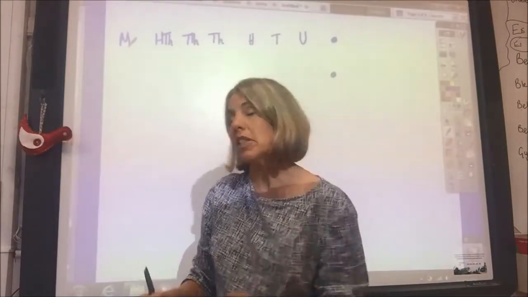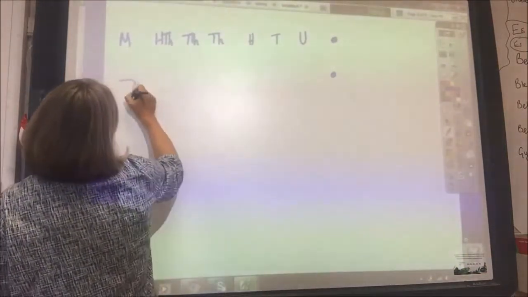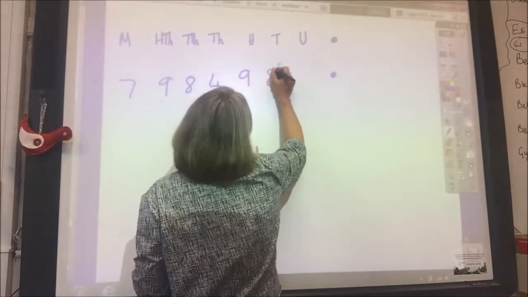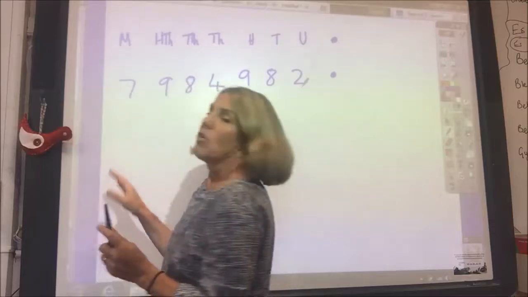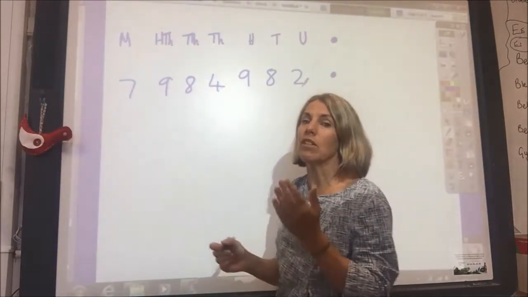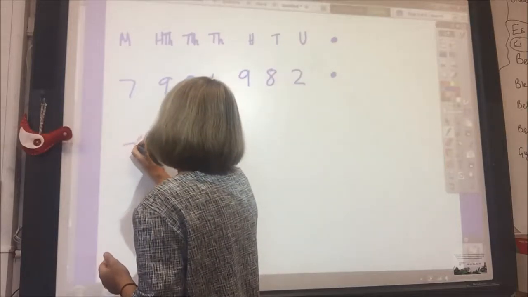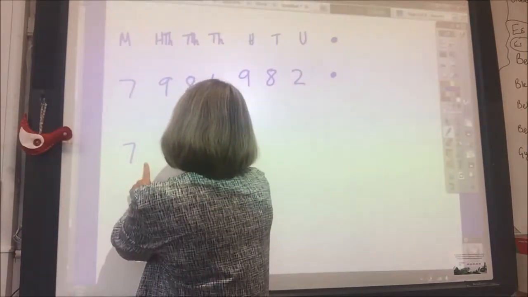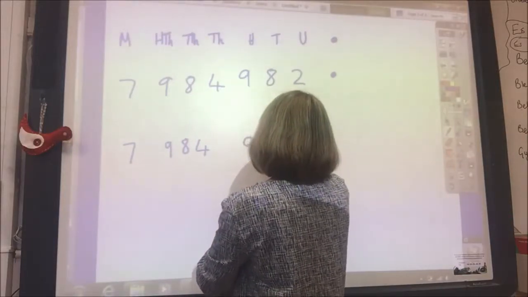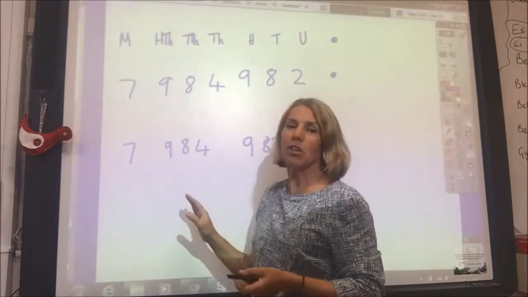Okay, so let's build up some numbers. We'll put in any number to start with. Okay, so we've got all of these numbers here. They look like a big jumble of 7 numbers. Let's group them into 3s. So 7, gap, 9, 8, 4, gap, 9, 8, 2. And now it's much easier to say.